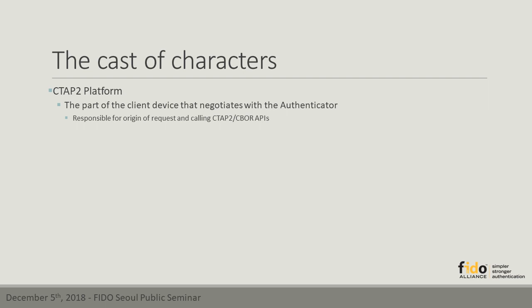And so the last cast of characters that we have is the CTAP 2 platform itself. It's part of the client device that negotiates with the authenticator. Most importantly, it's responsible for the origin of the request. So you've got to understand that when the request comes in, we've got to make sure that we have the origin of the particular request that came in, and we have to honor that origin. This helps prevent the spoofing of the request. And so if you look at the WebAuthn APIs, we use the top-level domain plus one as the origin of the request. And so you can't have other people interject themselves into the JavaScript stack and ask for this.